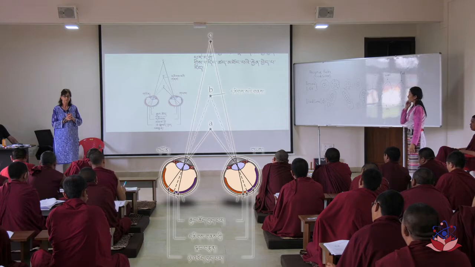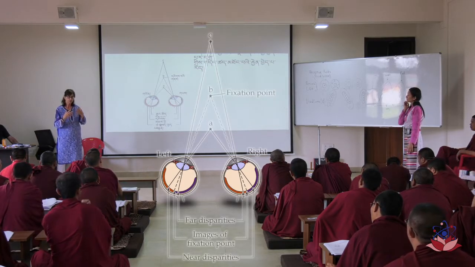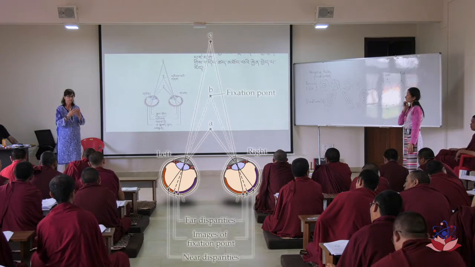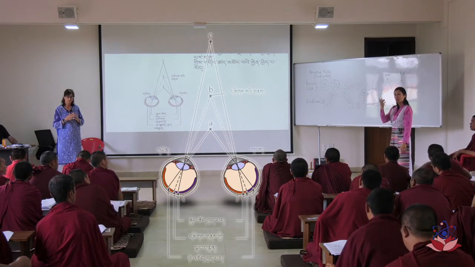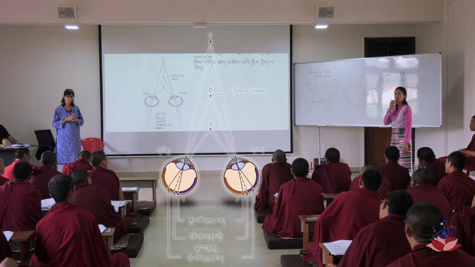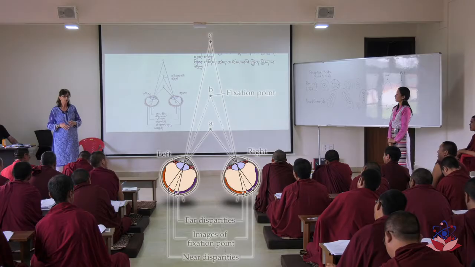So your visual system can use this information to interpret depth. And you can do a little experiment right now where you hold out your thumb and you look at your thumb first through your right eye and then your left eye quickly. And you'll see that it jumps.